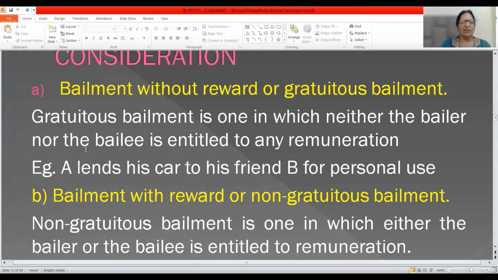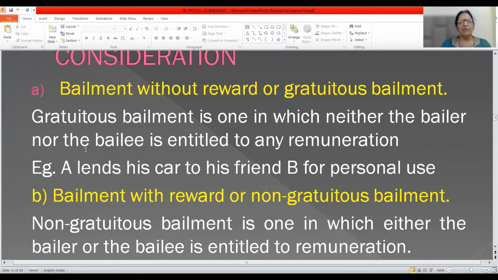Now consideration. On the basis of consideration or reward, we can classify the conduct of bailment into two categories. First one is bailment without reward or gratuitous bailment. And second one is, friends, bailment with reward or non-gratuitous bailment.